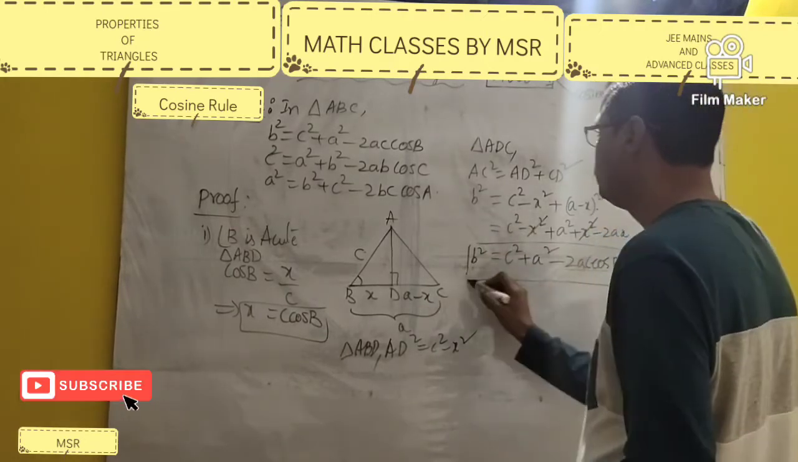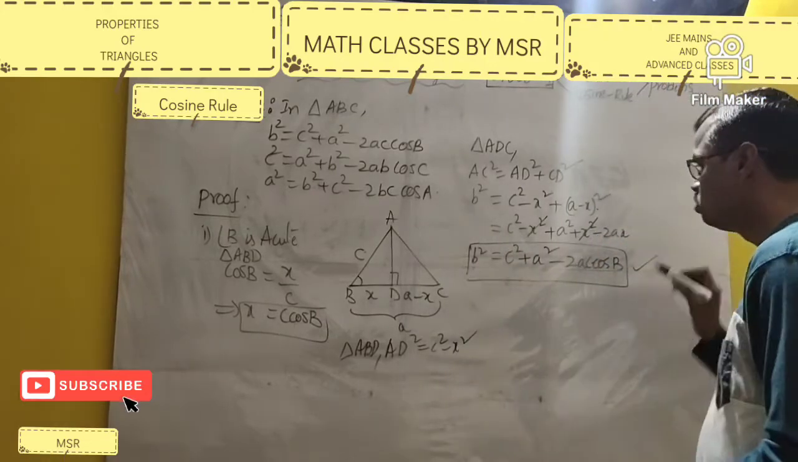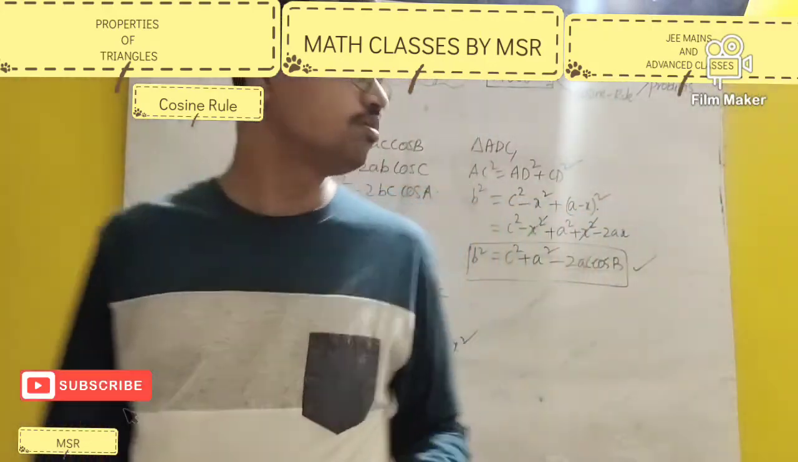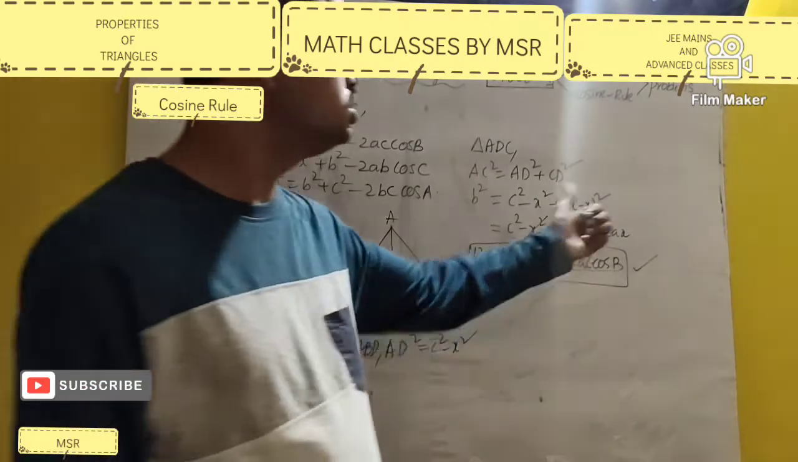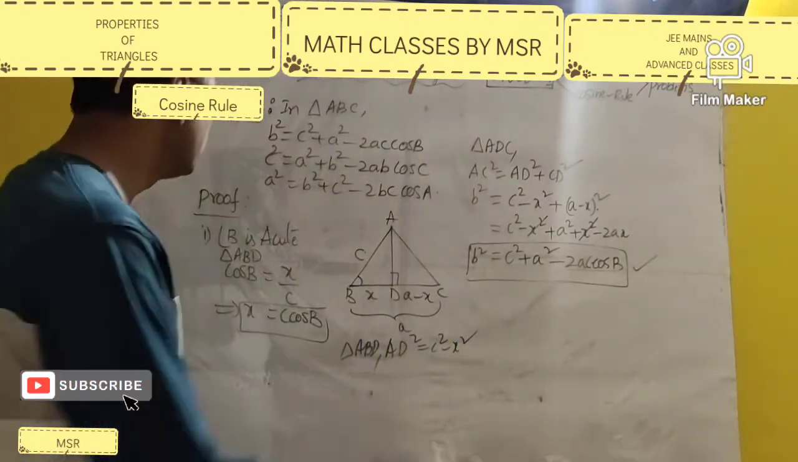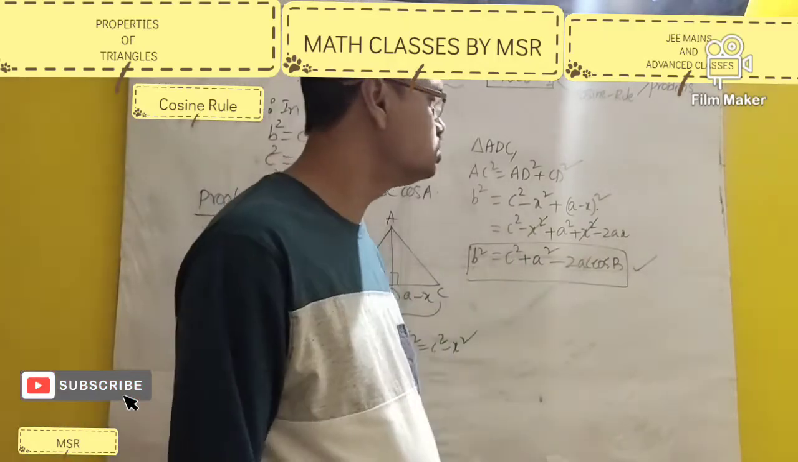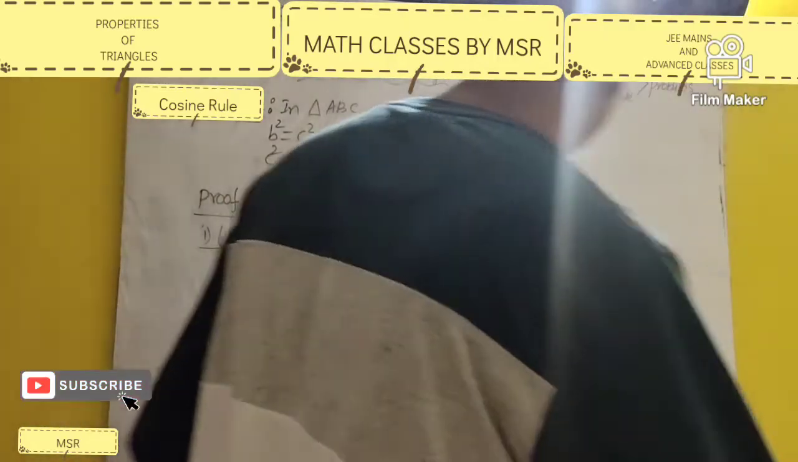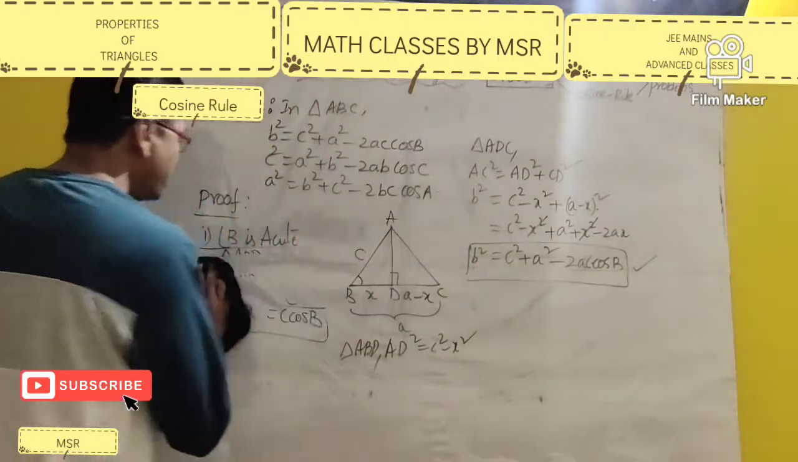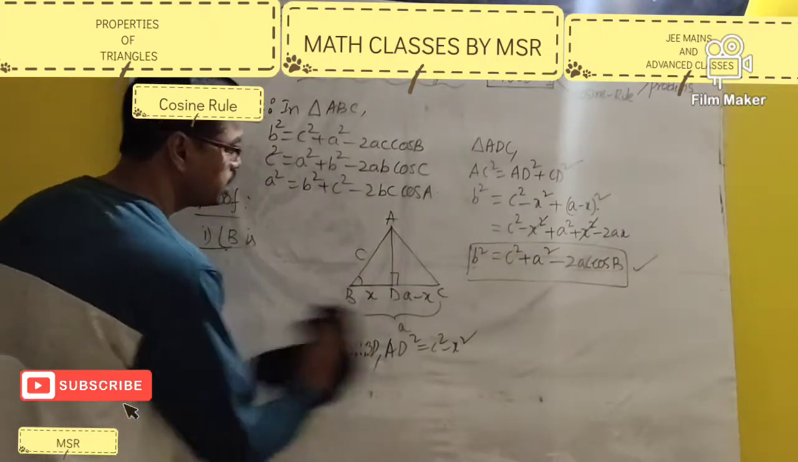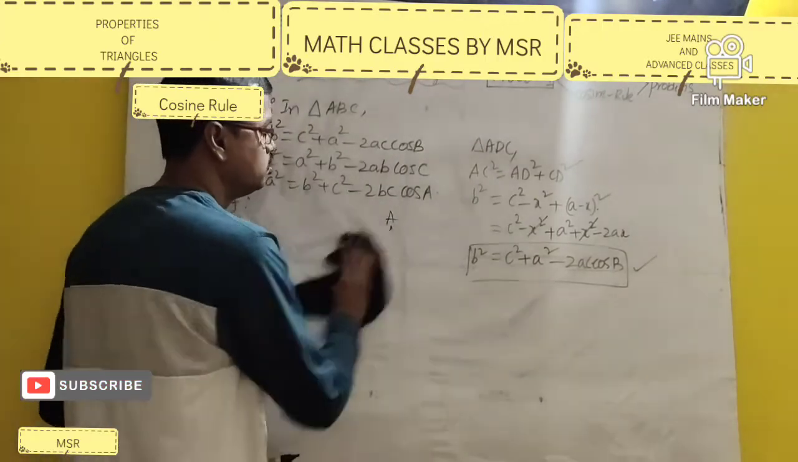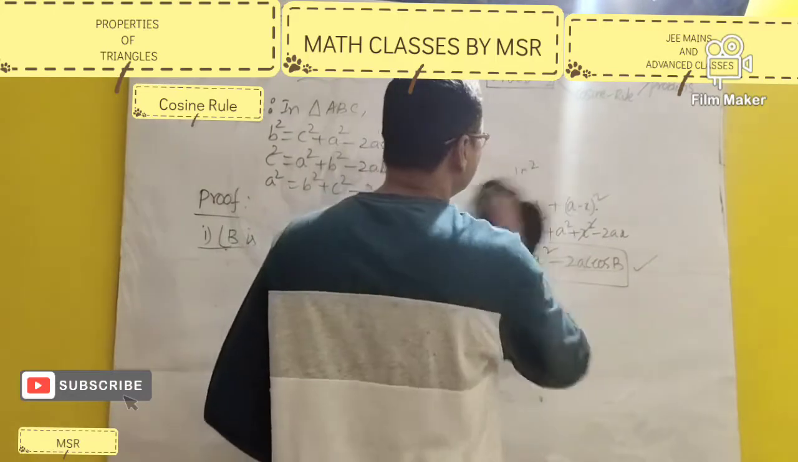So minus 2ac cos B, which is nothing but b². So if angle B is acute, we proved that b² = c² + a² − 2ac cos B. Similarly, if angle B is right, and if angle B is obtuse, we are also going to prove.